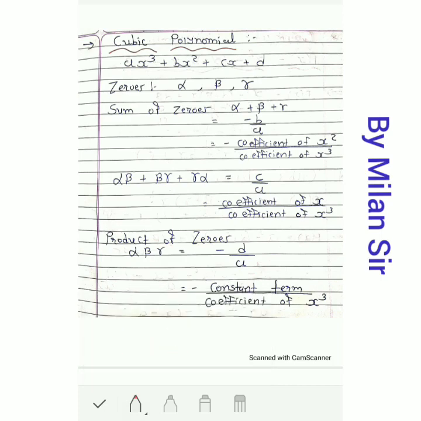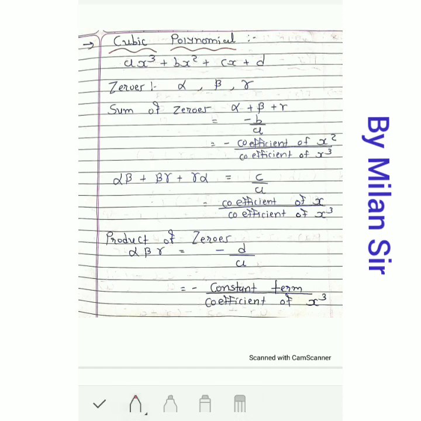So cubic polynomials, first of all, standard form, that is ax cube plus bx square plus cx plus d, in which the degree is 3, that's why it is called cubic polynomial. Sequentially we write x cube, x square, x and the constant term. In a cubic polynomial we can get 3 zeros, and the names of the zeros are alpha, beta and gamma. These are the values of x for which p of x becomes 0, that's why they are called zeros of the polynomial.